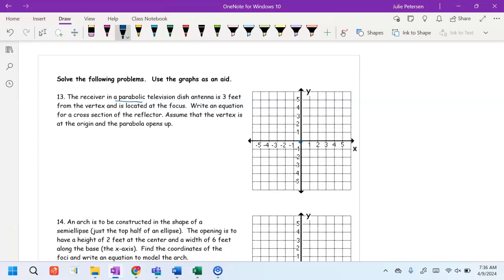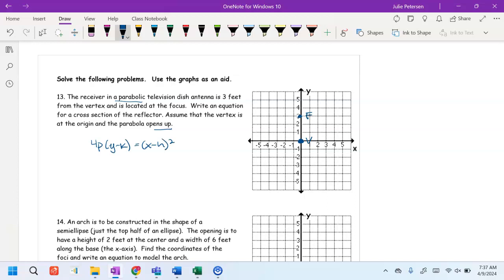So let's put these things on the graph. I've got my vertex. I'm told it opens up and the focus is 3 feet up from here. This is really everything we need to know. We know that this one is a parabola that opens up or down, so our formula that we're going to be plugging into is going to be the one that has x squared. So, 4p times y minus k equals x minus h squared.